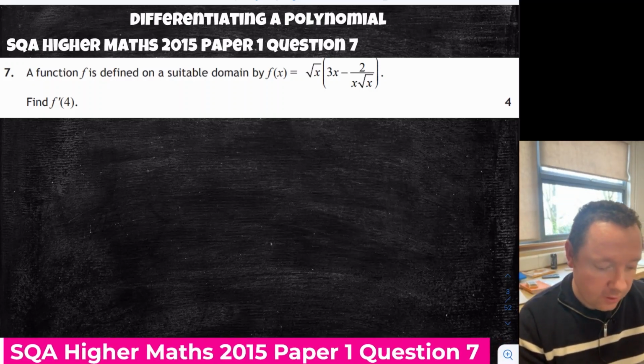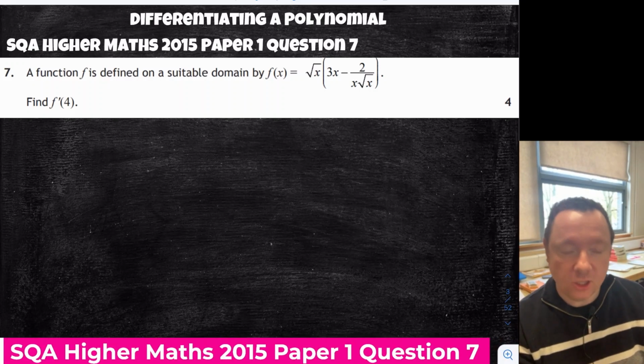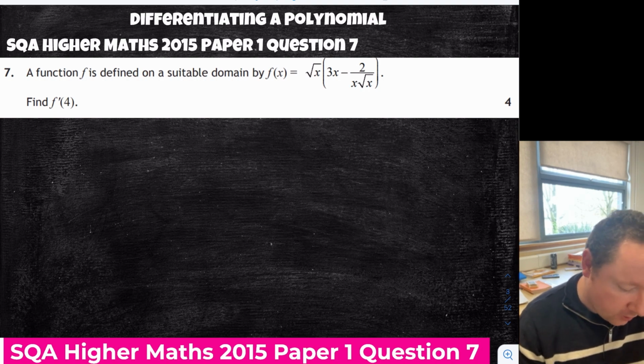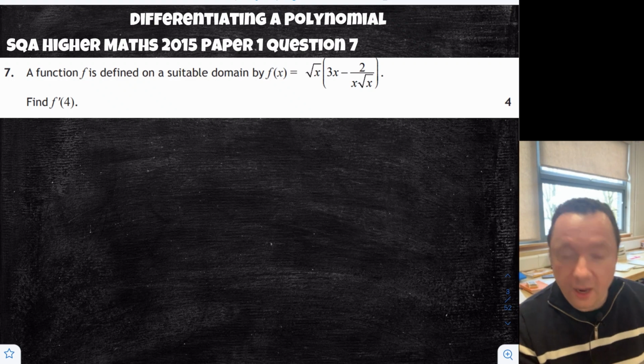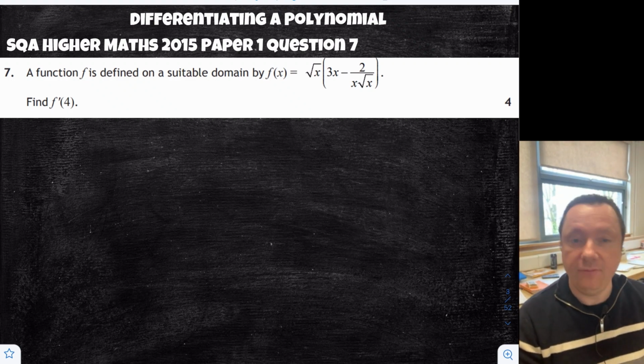SQA Higher Maths 2015, Paper 1, Question 7 on differentiating a polynomial. A function f is defined on a suitable domain by f of x equals root x, 3x minus 2, over x root x. Find f dash 4.